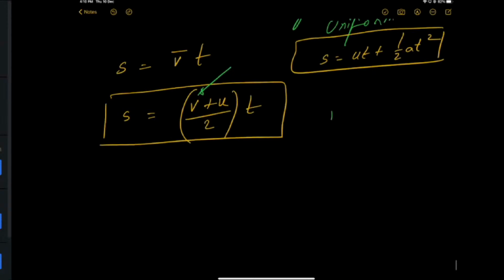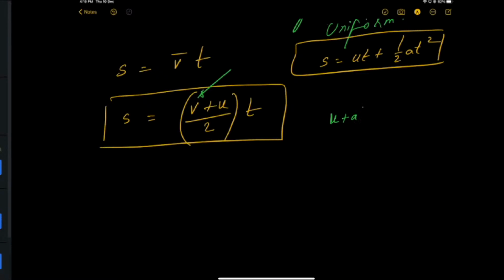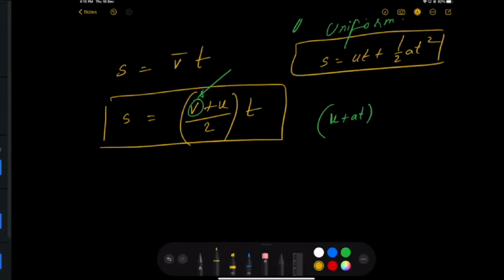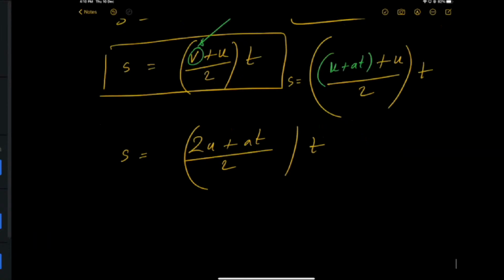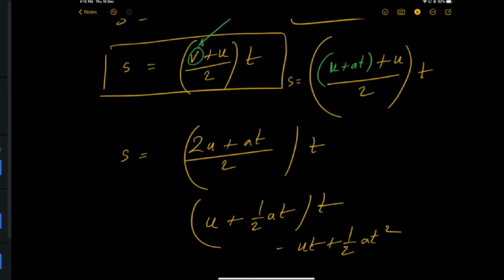In place of v, what will I write? U plus at. So in place of v, I'm writing u plus at, plus u, divided by 2, times t, equals s. So what is s equal to? U plus u is 2u plus at, divided by 2, times t. What will you get here? 2u by 2 is u, plus half at, times t. So it's ut plus half at square. S equals ut plus half at square.